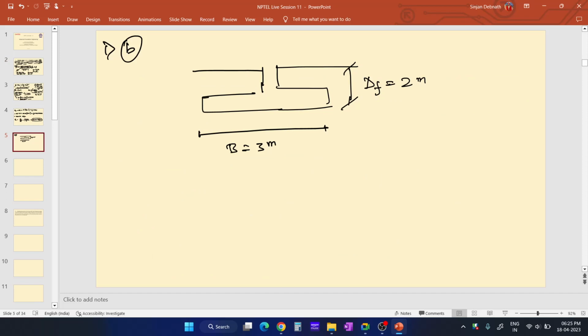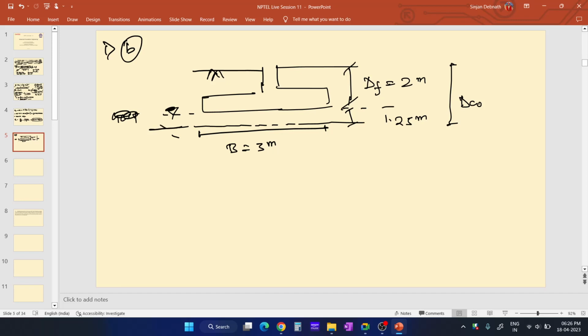So the groundwater table is somewhere over here. It is 1.25 meter below the base of the foundation, and this is the Dw from the ground surface. This is the ground surface, and this is the groundwater table over here.